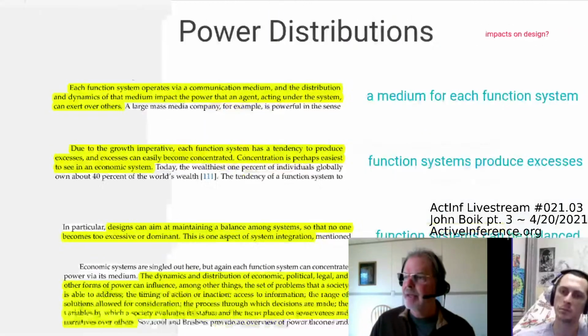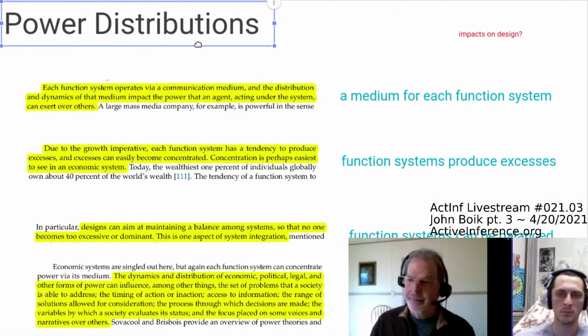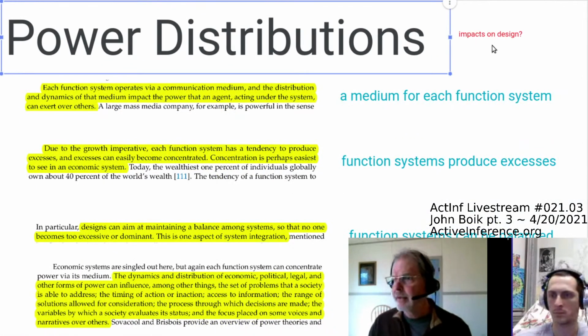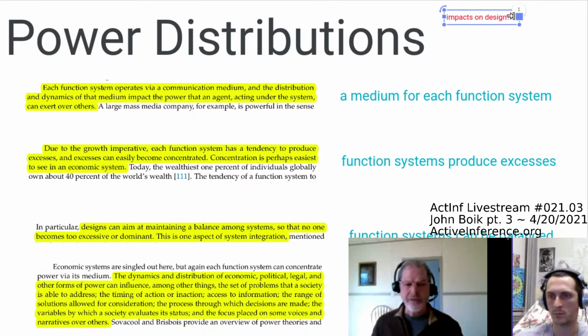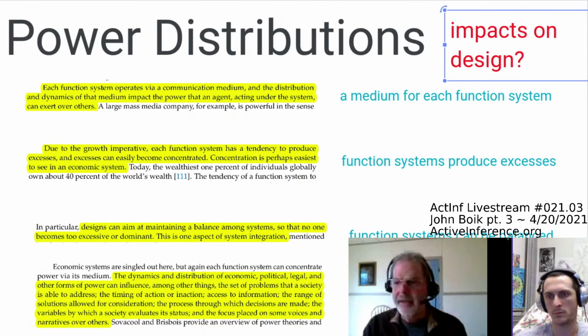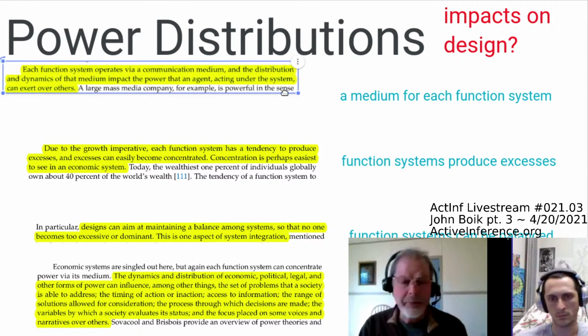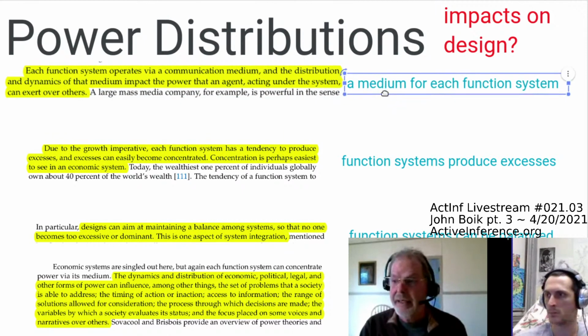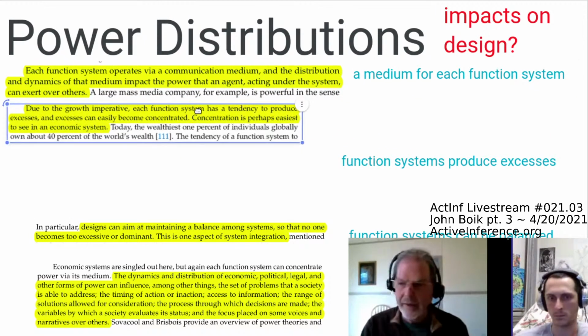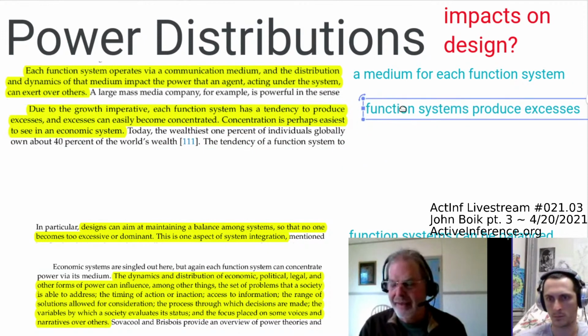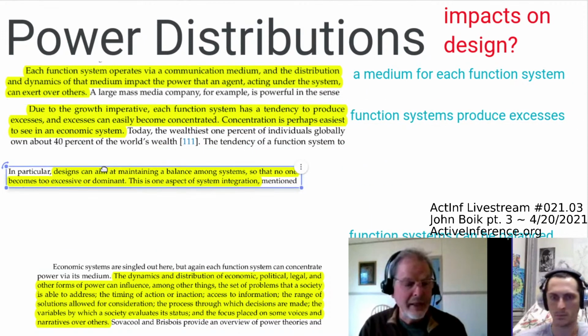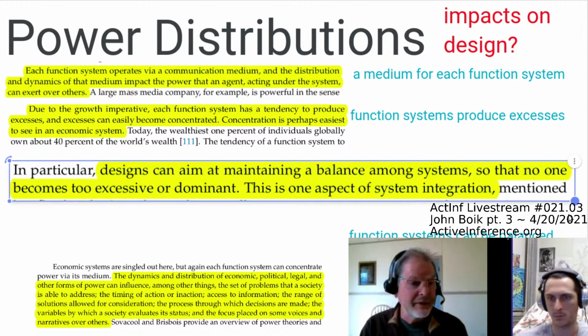The last topic is power distributions. So we've been talking about functional systems. Each functional system has a function. I've listed some of those. And each functional system also operates via a particular medium. So, for example, a good example is the economic system operating through the medium of money.